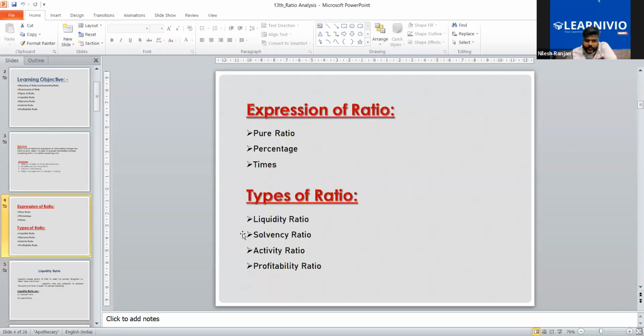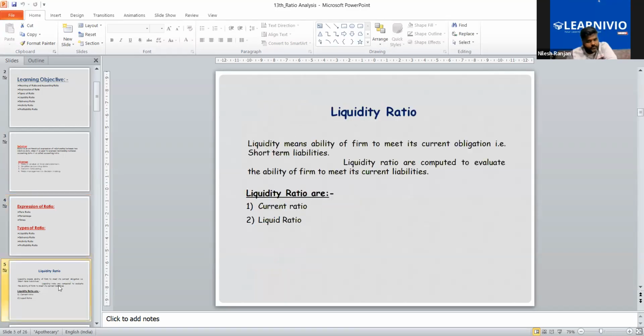So I think you have written both of these. Yes, sir. Okay. Which one did I write? Yes, sir, I wrote types of ratio.